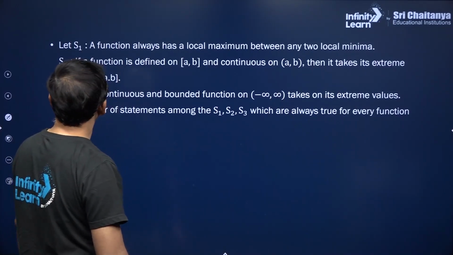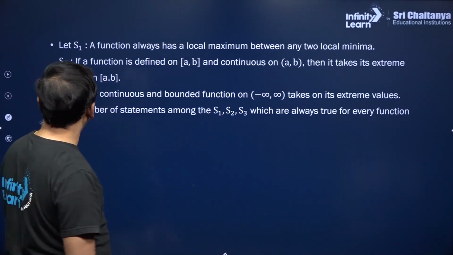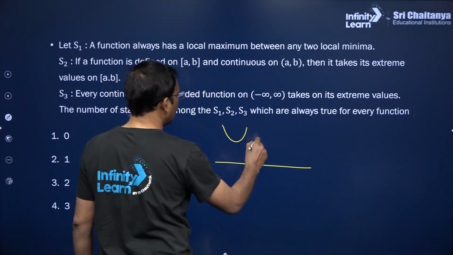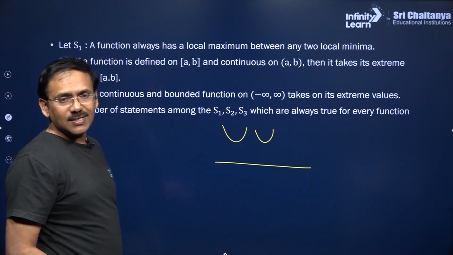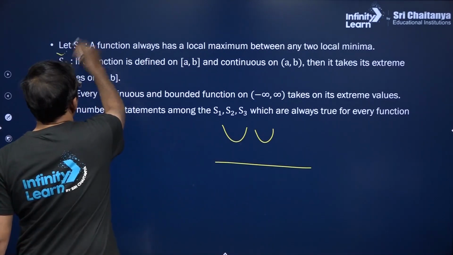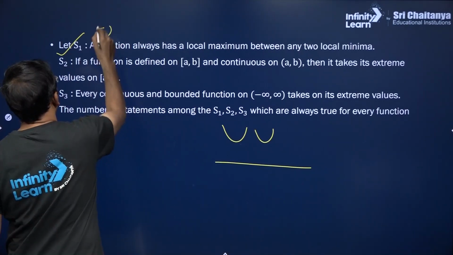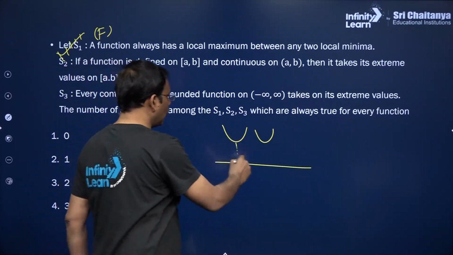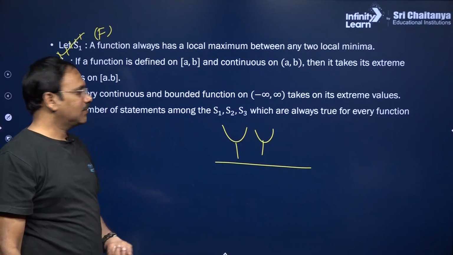Next my dear friends, you see S1, a function always has a local maximum between any two local minima. So friends, this may be possible when the graph is continuous. Between any two local minima, it needn't have a local maximum unless it is continuous. He didn't mention that it is continuous, so this is false. Always has a local maximum between any two local minima is false, because it needn't have. Best example is this, it is having two local minima, so it is not going to have local maxima, right.